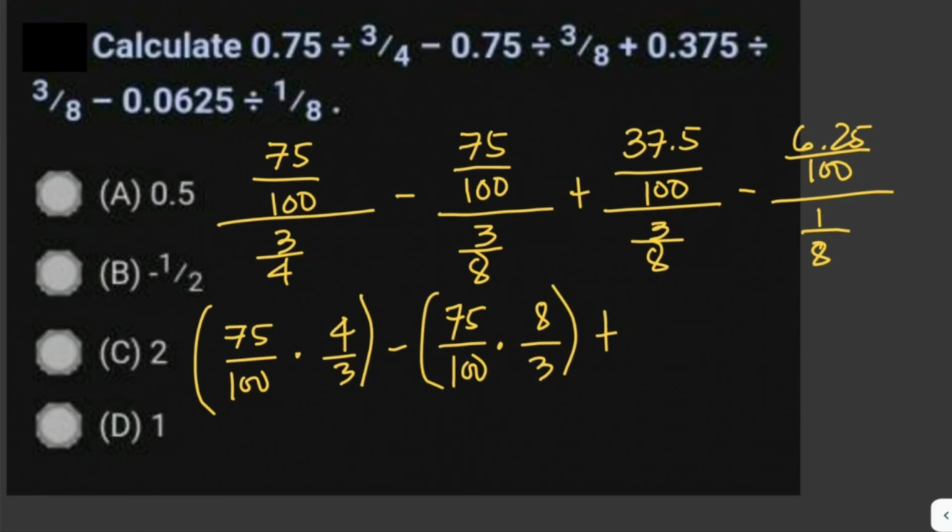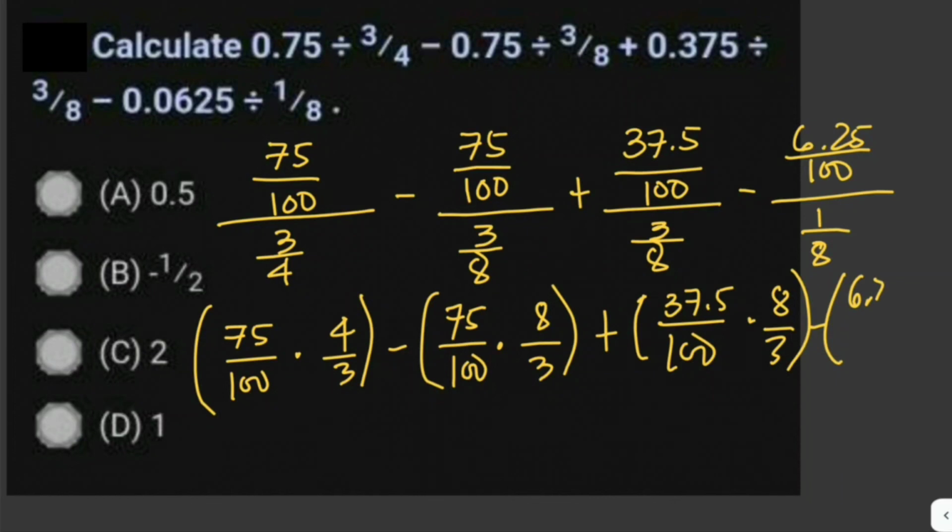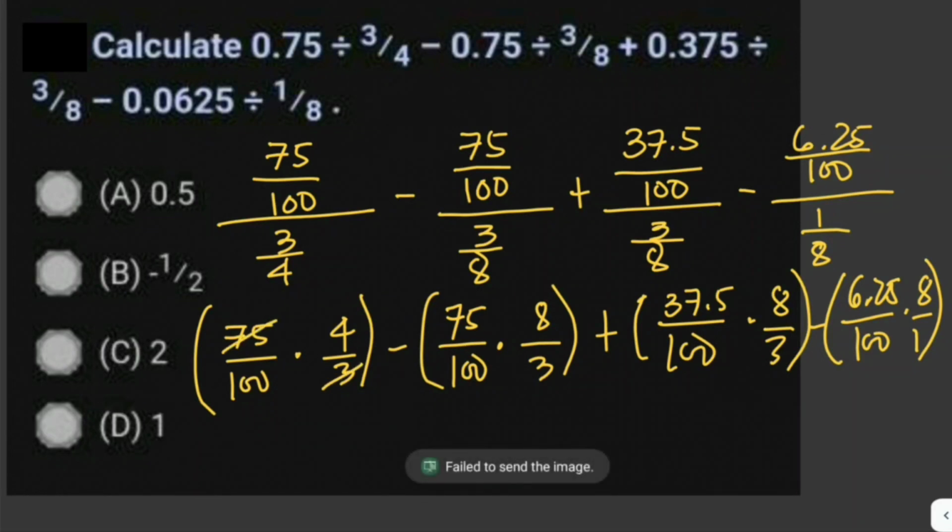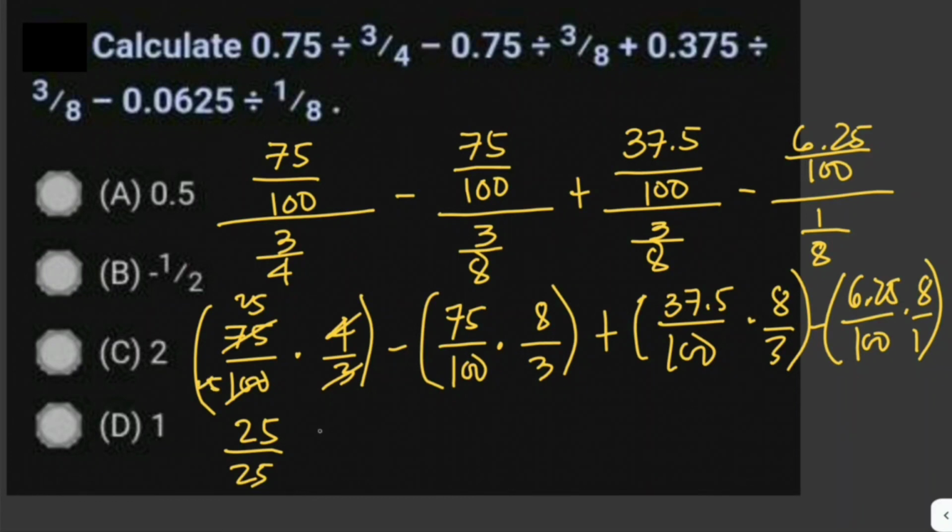So for those who need a detailed explanation or the step-by-step solution to the problem, this is 37.5 over 100 times 8 over 3 minus 6.25 over 100 times 8 over 1. So 75 is divisible by 3, so this is just 25. And then 100 is divisible by 4, so this is just 25. Minus, so this one is also 25, so this is 25, this is 4 and 50, so times 4 over 50.